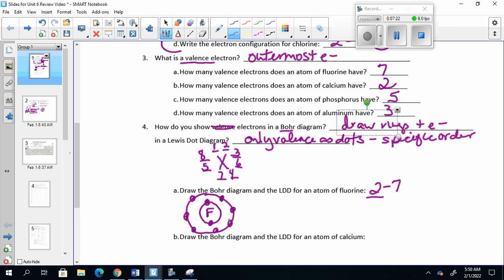And remember, we draw them spaced out because each one is negative, so they don't want to be right next to each other. So I drew the 2 and I drew the 7. When I do the Lewis dot diagram, I write the letter F, and I only need the valence electrons, so I need the 7. So that's where the first dot goes, the second dot, the third, the fourth, the fifth, the sixth, and the 7th. So just that one spot is open over here on the left side.